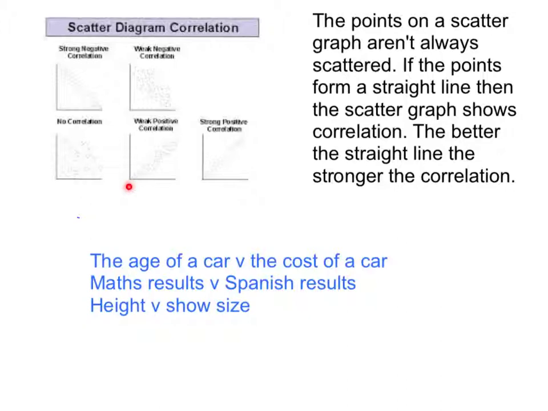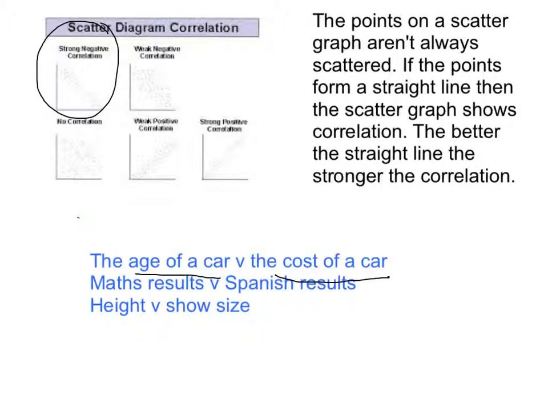So for example, the two sets of data here are the age of a car and the cost of a car. So as a car gets older, does the cost increase or decrease? This would probably show us a strong negative correlation because normally as a car gets older, the cost of the car goes down.